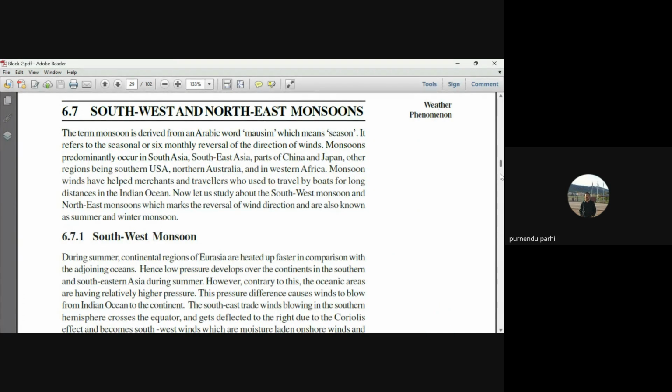During the summer, continental regions of Eurasia are heated up faster in comparison with the adjoining ocean. Hence, low pressure develops over the continents in southern and south-western Asia during summer. However, contrary to this, the oceanic areas have relatively higher pressure. This pressure difference causes winds to blow from the Indian Ocean to the continent.